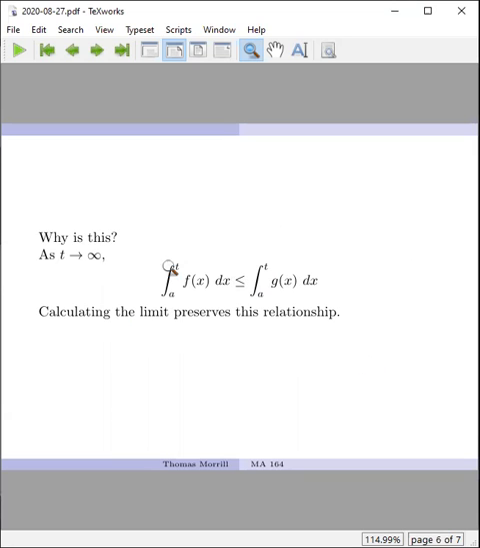And then calculating a limit, if I'm thinking of this formula on the left is just telling me a number, this formula on the right is just telling me a number. The number on the left is smaller than or equal to the number on the right. I take the limit on the left, I take the limit on the right. The limit on the left has to be smaller or equal to the limit on the right.